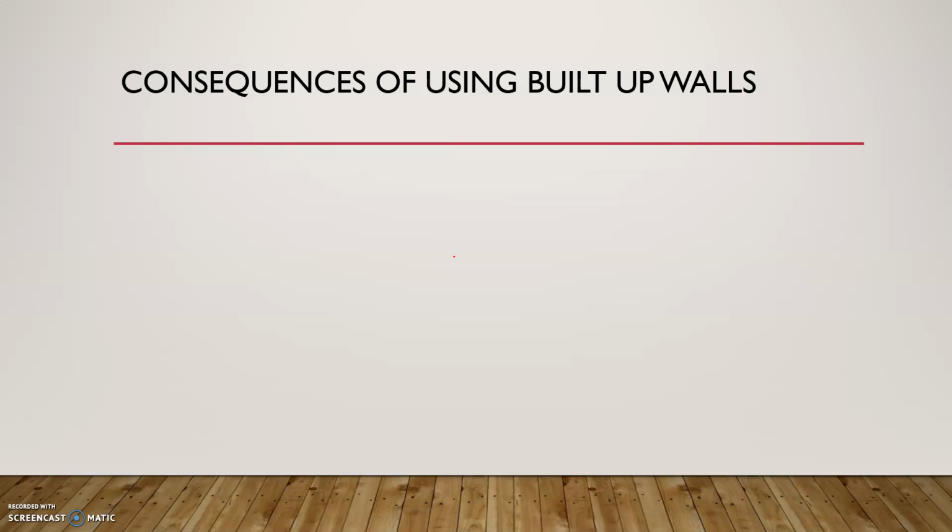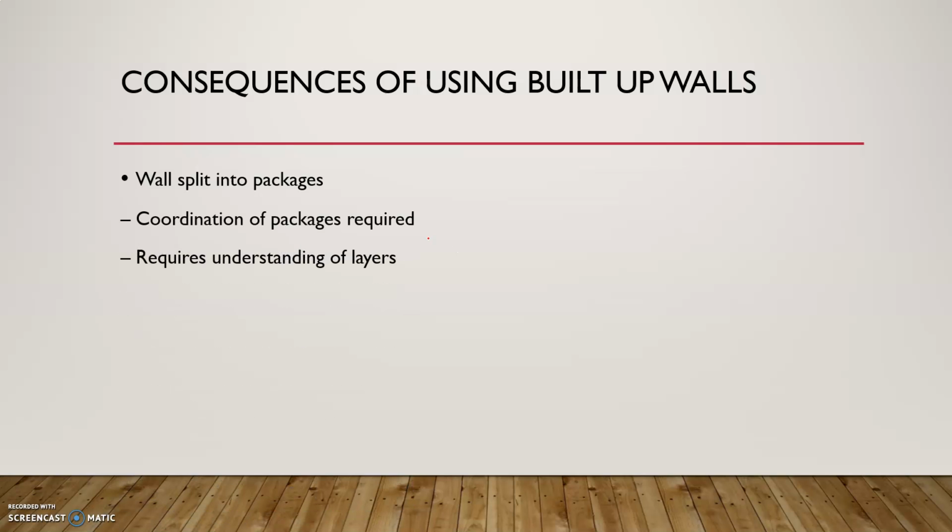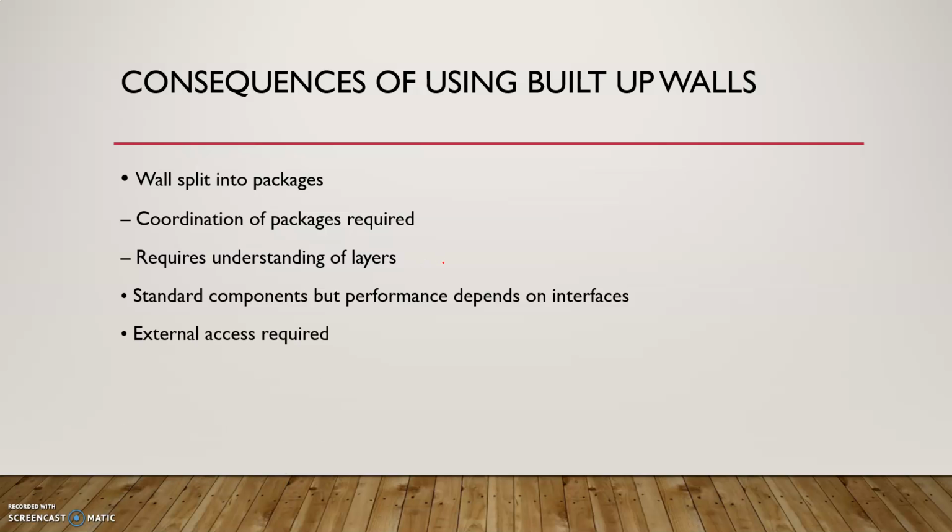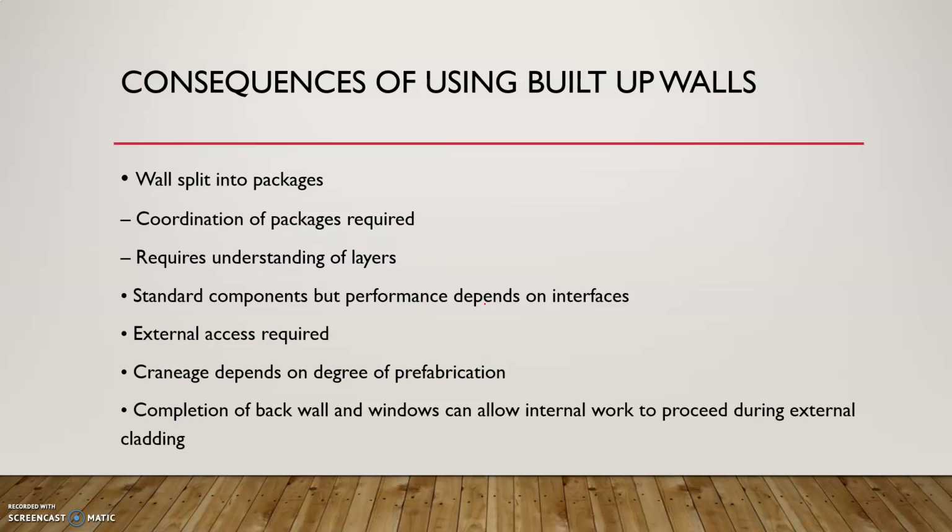Now, the consequences of using built-up walls. The wall is normally split into packages, which means you need to be aware of coordination of packages. It requires understanding of layers, standard components, but performance depends on interfaces. You also need external access. Cranage depends on the degree of prefabrication. Completion of the back wall and windows can allow internal work to proceed during external cladding, which means you can save time.